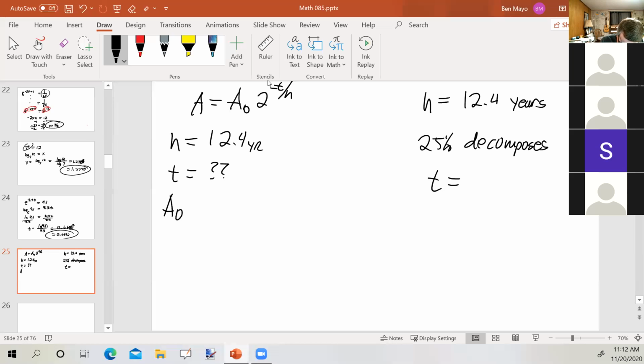I don't know the beginning amount, and I don't know the ending amount. But here's what I do know. I know that during this time that we're going to find, 25% of the original amount decomposes. If 25% decomposes, what percent is left at the end?